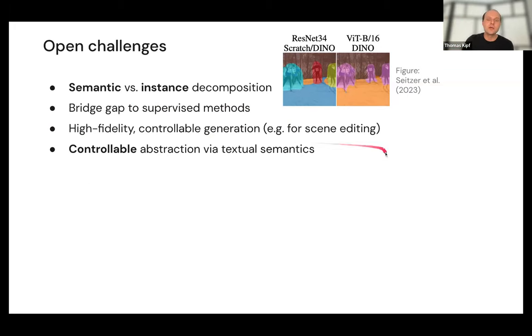And also things like controllable abstraction via textual semantics, where via text you might want to control the level of abstraction, whether you care about the door of a car, or the entire car, or the window, and so forth.